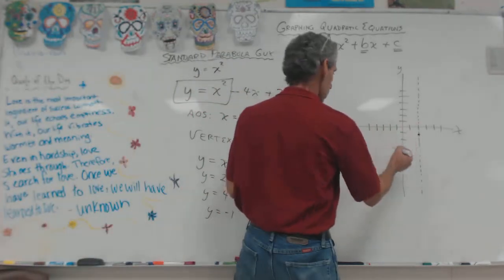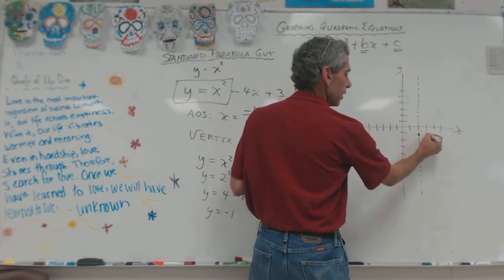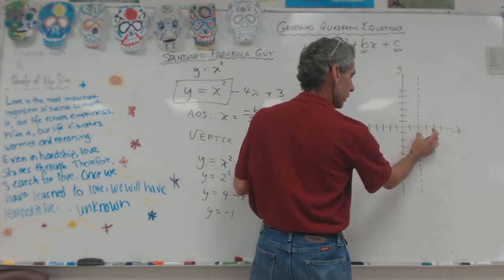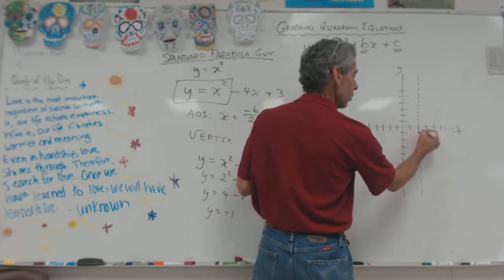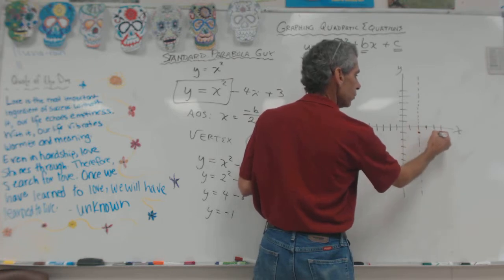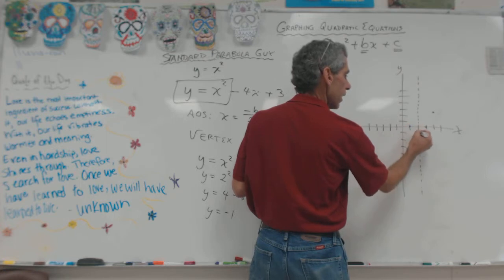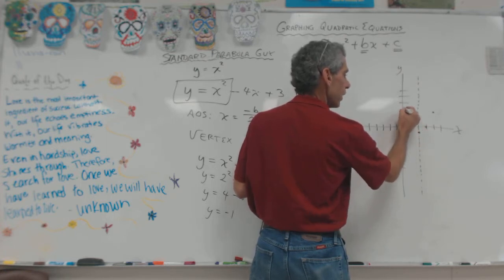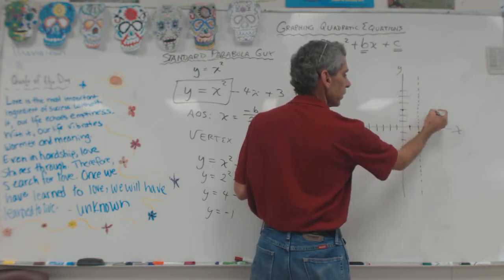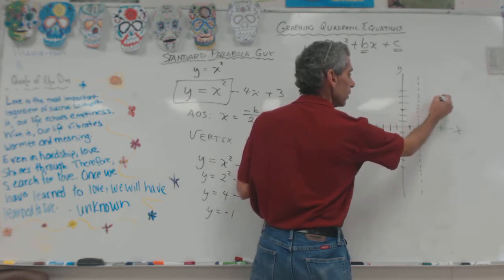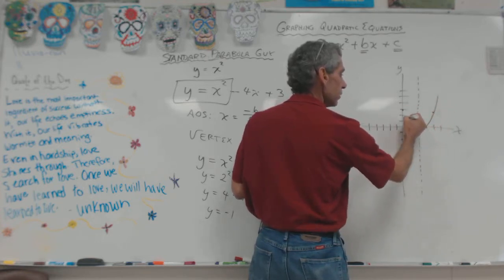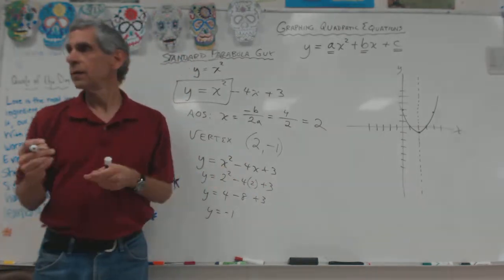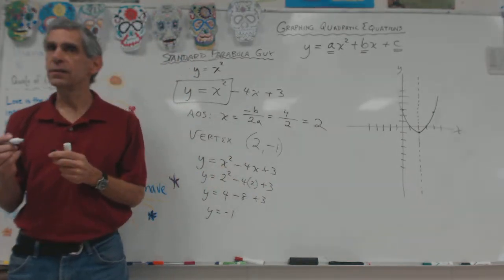There we go. Here's my dot, right? Over 1, up 1, dot. Over 2, up 4, dot. Over 1, up 1, dot. Over 2, up 4. Or I could have used my symmetrical thing. That's 2 over, that's 2 over. But either way, there's my graph. Easy, easy, easy peasy.